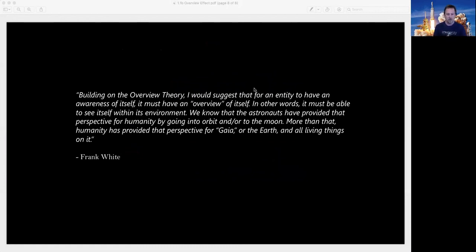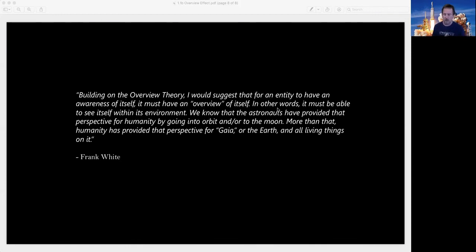Building on the overview theory, I would suggest that for an entity to have an awareness of itself, it must have an overview of itself. In other words, it must be able to see itself within its environment. That's called the meta view, okay? We know that the astronauts provided the perspective for humanity by going into orbit or to the moon. So what Frank is saying is, even though that experience of the overview effect has happened only within a small subset of humans, it is transferred to all humans through them, in the same way that the knowledge experienced by all humans is transferred into the consciousness of the universe.